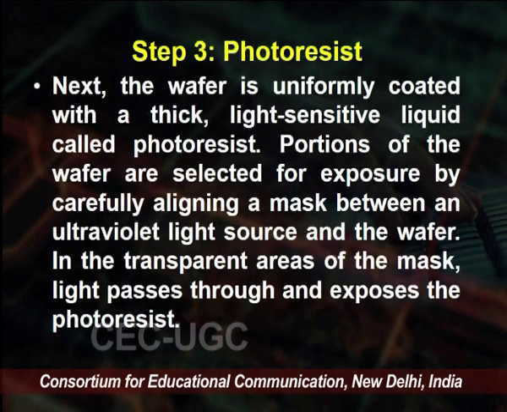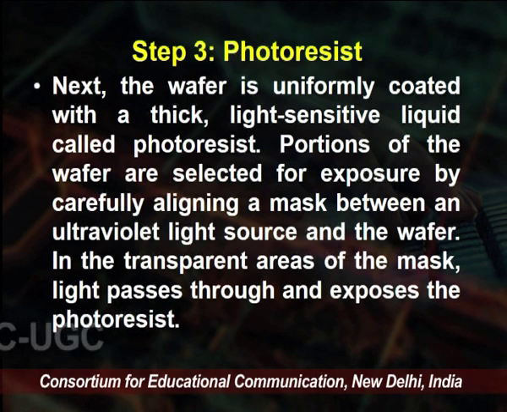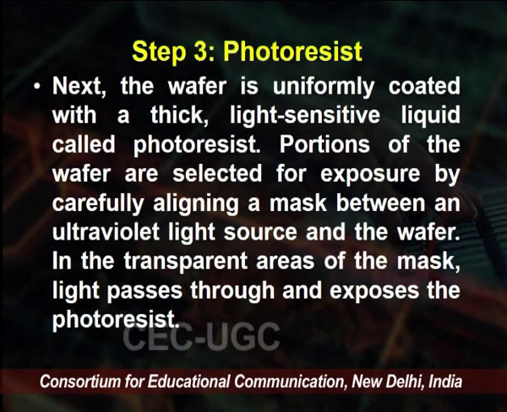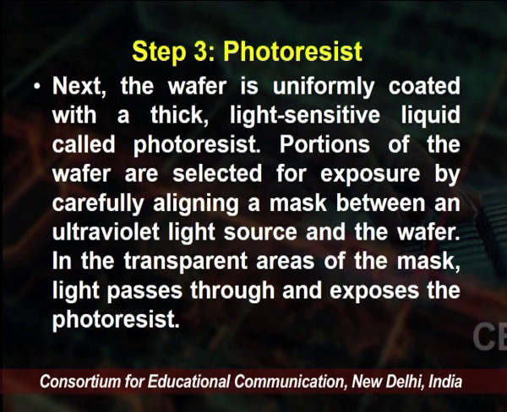The next step is the photoresist. The wafer is uniformly coated with a thick, highly sensitive liquid called the photoresist. It is a type of resist that resists photons, that is, light. Portions of the wafer are selected for exposure by carefully aligning a mask between an ultraviolet light source and the wafer. Ultraviolet light falls upon the wafer, and the photoresist protects the wafer from this ultraviolet light.